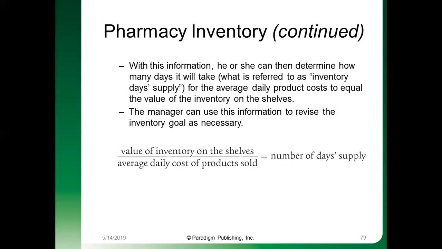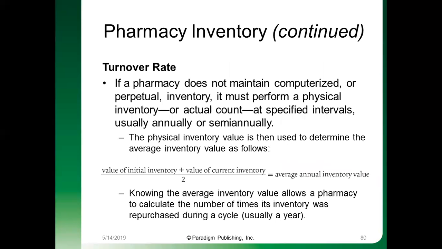So the value of inventory on the shelf divided by the average daily cost of products sold is equal to the days' supply. So turnover rate. If the pharmacy does not maintain computerized or perpetual inventory, it must perform a physical inventory, or an actual count, at specific intervals, usually annually or semi-annually.